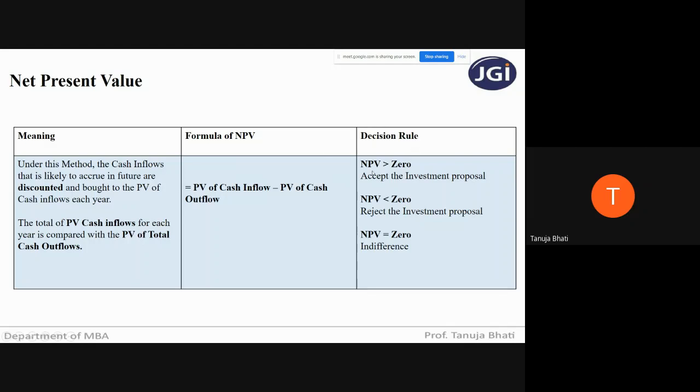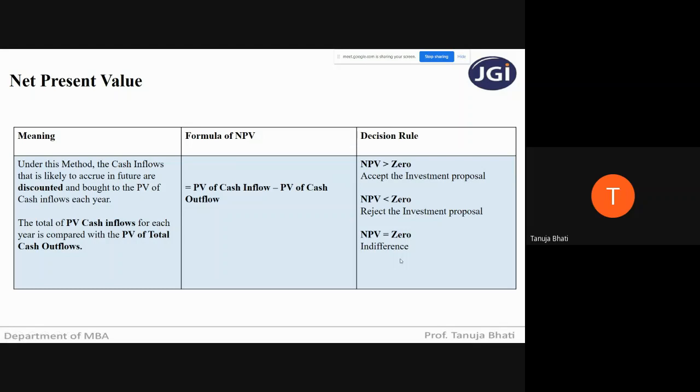If the answer of NPV is greater than 0, you accept the proposal. Less than 0, you reject the proposal. Equal to 0, it is indifference. Indifference means inflow is equal to outflow, then only you'll get the answer as 0.